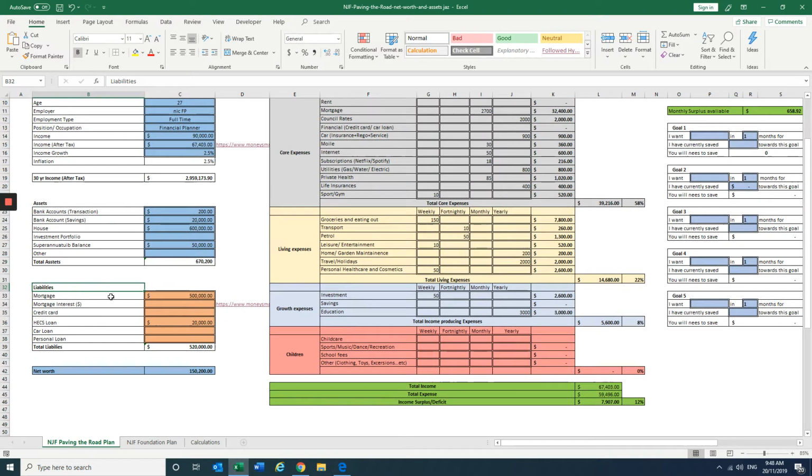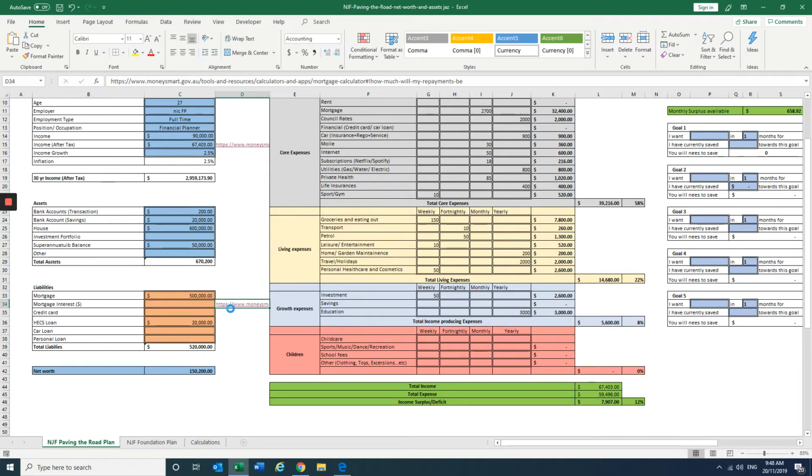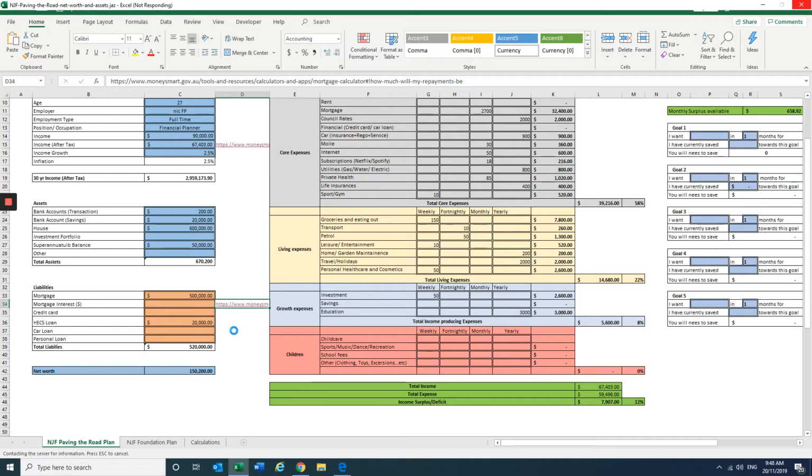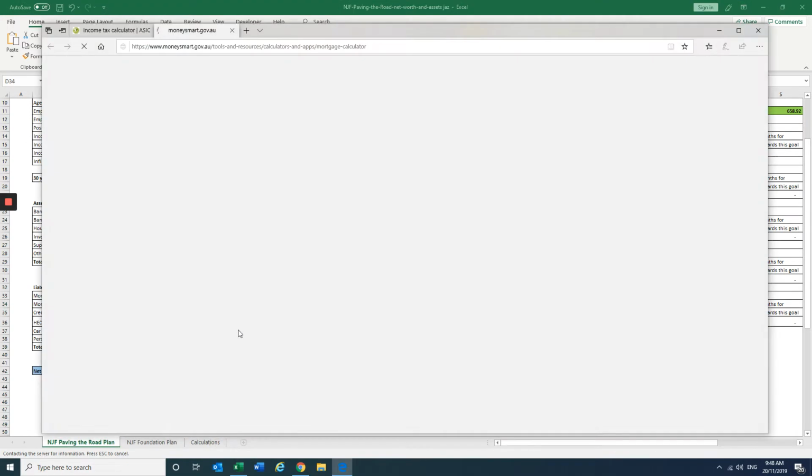The next is liabilities. So these are the things that I owe, that I still have to pay, right? So the first thing is my mortgage. Second thing is mortgage interest. So I'm going to click on this ASIC MoneySmart link again, and this is going to take me to another calculator. When it loads.